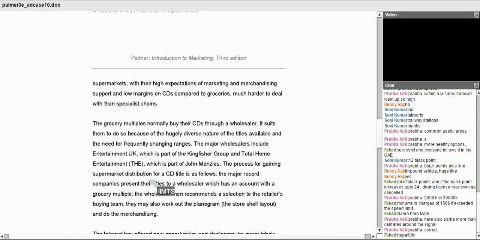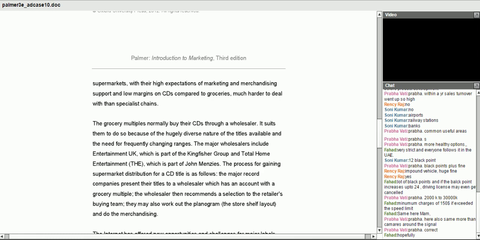The process for gaining supermarket distribution for a CD title is as follows. The major record companies present their titles to a wholesaler, which has an account with a grocery multiple. The wholesaler then recommends a selection to the retailer's buying team. They may also work on the planogram, that is the store shelf layout, and do the merchandising. So it's a multi-step process. Okay.